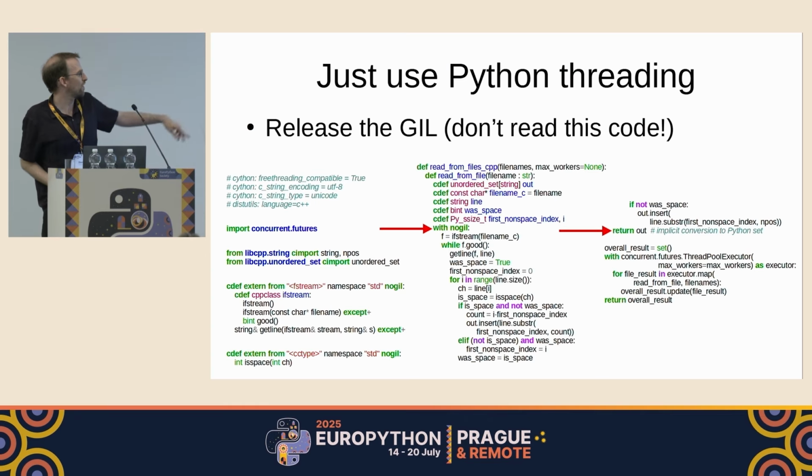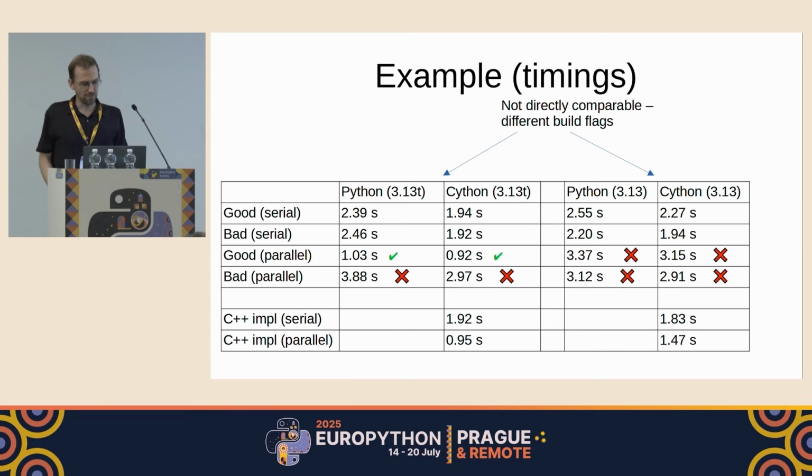And then on the right-hand side, return out. This generates an implicit conversion back from your C++ set to a Python set, which is where these implicit conversions kind of kill you in this use-C++ approach. So what you find at the end of that is that it doesn't actually perform any better on the free threading build than the naive Python code I wrote, but it does take a whole screen.